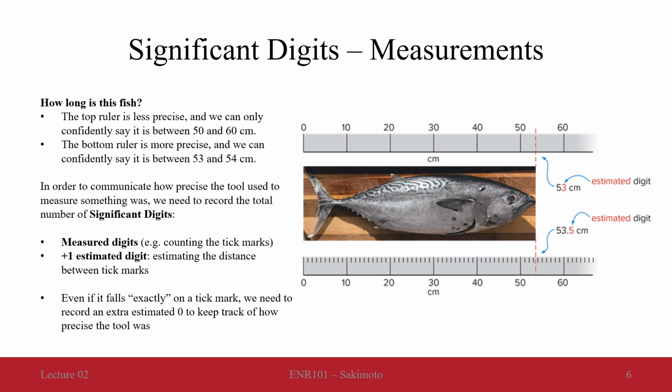And by contrast, with the more precise ruler at the bottom, we see and can count 53 tick marks. So we write 53. And we estimate that the fish falls halfway between 53 and 54. So we're going to record 53.5. More significant digits typically indicates a higher level of precision, more closely spaced or smaller tick marks, and a lower uncertainty or lower error in that measurement.